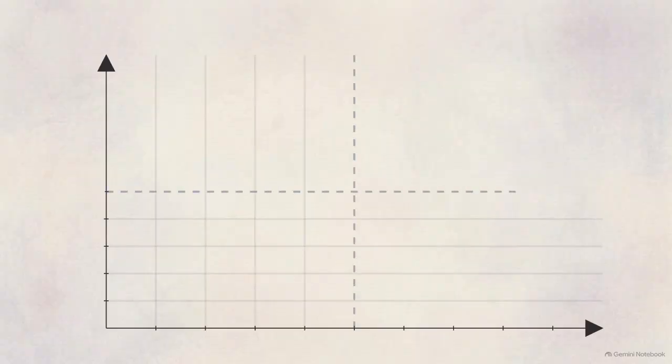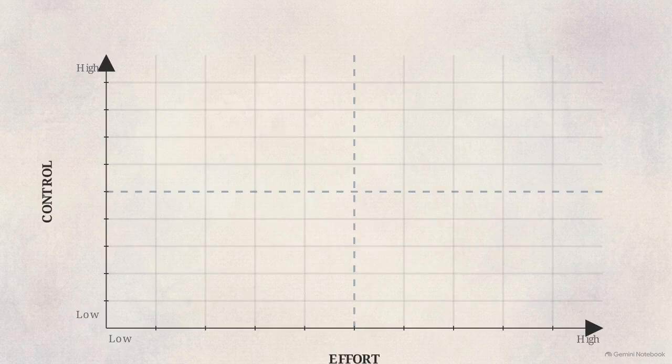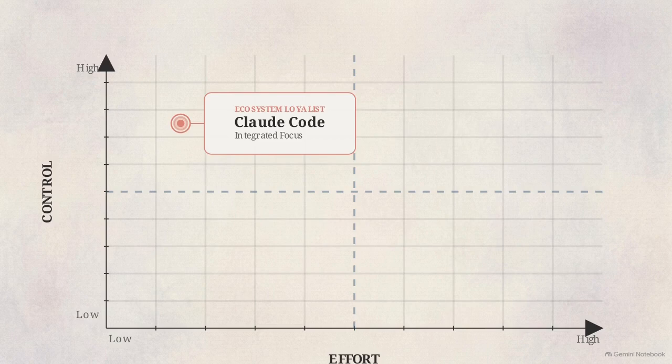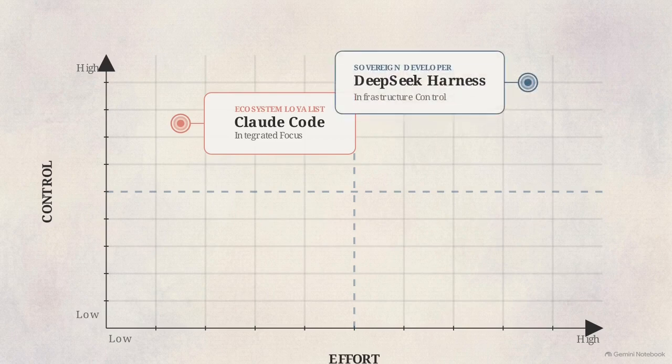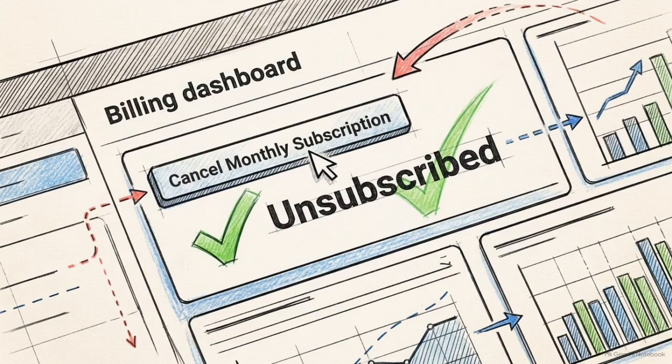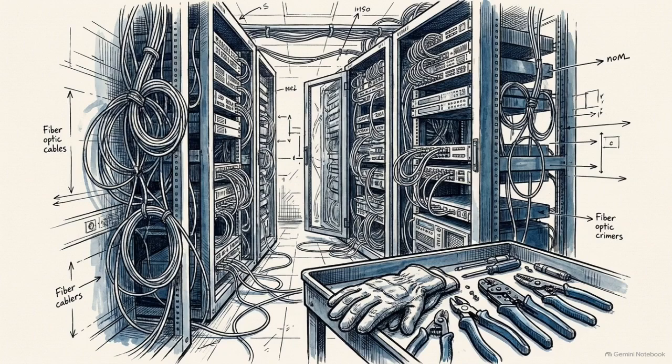This chart breaks down your decision: effort versus control. The ecosystem loyalist values immediate working code. Stick with Claude Code. The premium justifies zero setup friction. The sovereign developer prioritizes privacy and local routing. Adopt DeepSeek Harness for absolute control, accepting the maintenance burden. The real cost of an AI coding agent has moved from a monthly subscription fee to the amount of infrastructure maintenance you are willing to manage yourself.